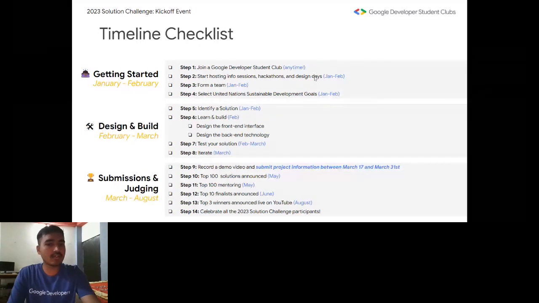After that, you have to identify the solution. You have to watch carefully all the 17 such problems, and you have to identify your idea from that, the problem which the world is facing nowadays, and you have to design your solution. For that, in step 6, it is clearly mentioned that you have to first build a front end, then a back end for that.